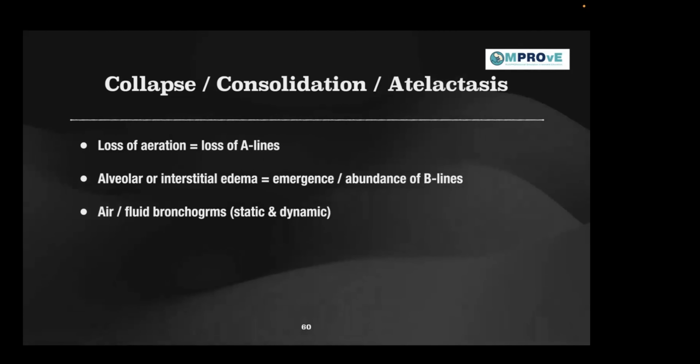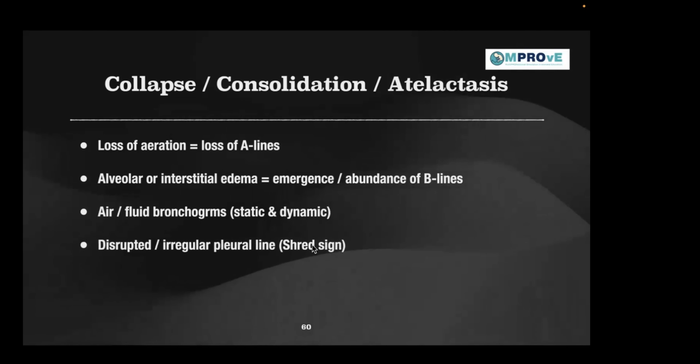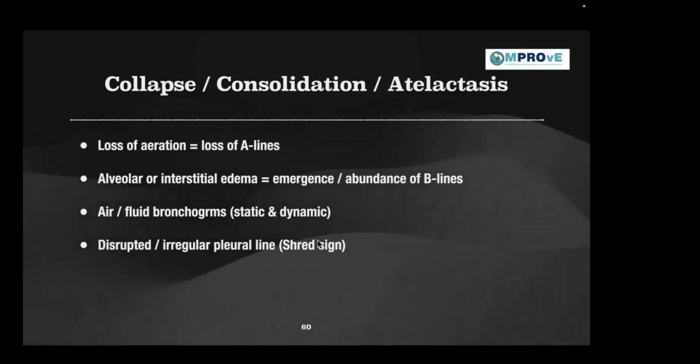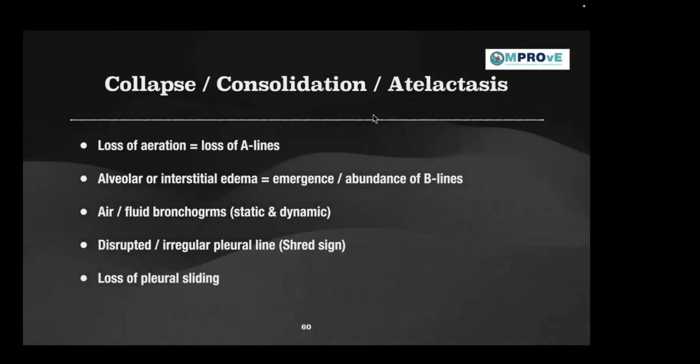And you will get air and fluid bronchograms, which will be static and dynamic. And I'll show you what I mean by that. There will be a disrupted or irregular pleural line. This is not exactly the shred sign, but we'll come to it when we see the images. And there will be a loss of pleural sliding. So if you have collapse or consolidation or atelectasis, you will have all these features. Depending on if it is a pneumonic or infective process, you will see air bronchograms or fluid bronchograms, depending on the pathology. But there will be presence of all of this.